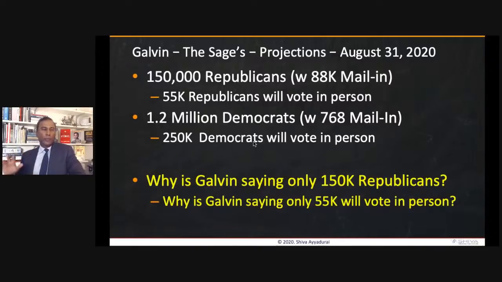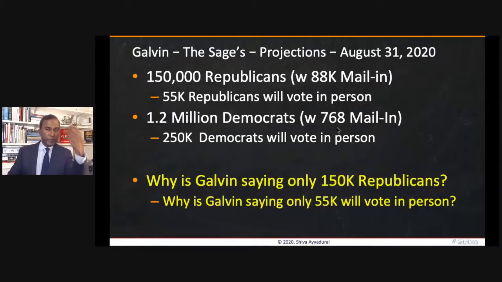Meanwhile, he was saying 1.2 million Democrats were going to vote, and he had already received 768,000 mail-in. So he was basically saying on voting day on September 1, and he put this out on August 30th, only 55,000 Republicans are going to come in, and about 5 times more Democrats are going to come in. So I want to ask you, why is Galvin saying only 150,000 Republicans? And why is Galvin saying only 55,000 will vote in person? This is a fundamental question that leads to the fraud issue.